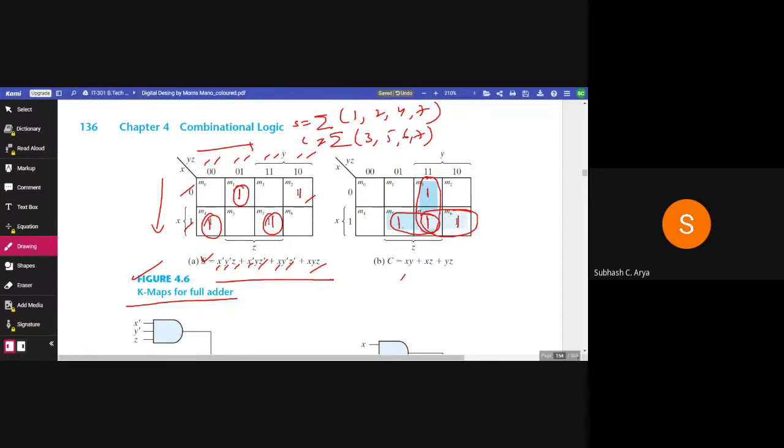Now write the answers. This one, M5 and M7, is making what? This is x and z, XZ. Now I will look at this one. M6 and M7: X is common and Y is there. XY. So first one is this one. And this vertical one, this is YZ. I hope you are able to understand how we have written each pair. So C is equal to this, and sum is equal to this.